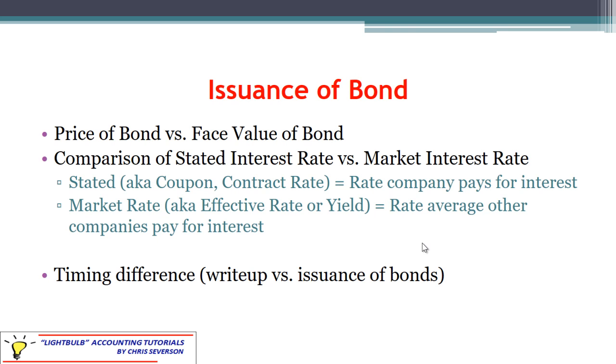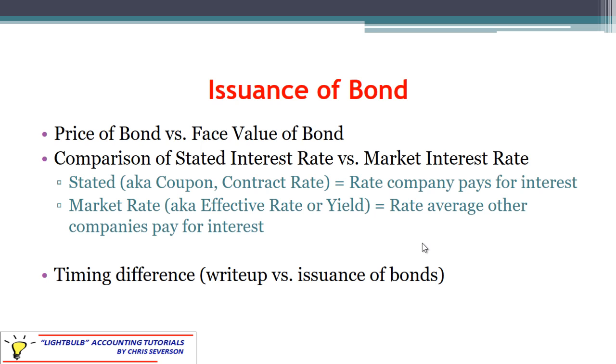So, the issuance of the bond itself. We have to look at the price of the bond versus the face value of the bond. In another module, we discuss the specific difference between those two, but basically it boils down to comparisons between the stated interest rate that is actually being paid on that bond versus the market interest rate, which is an average payment from other bonds of similar risk.